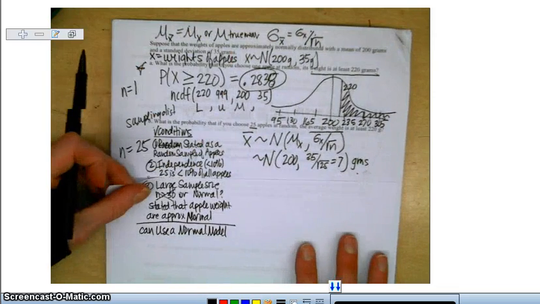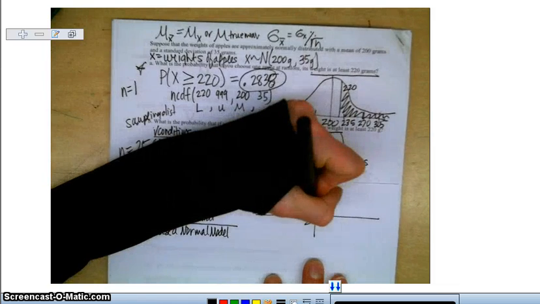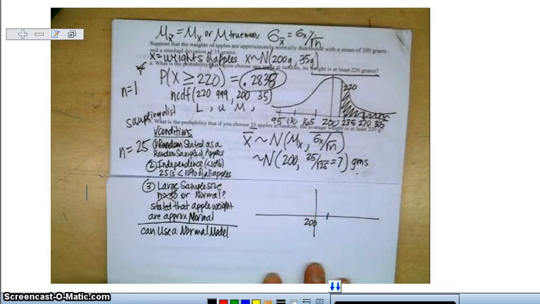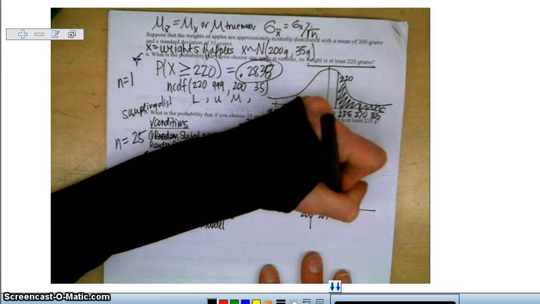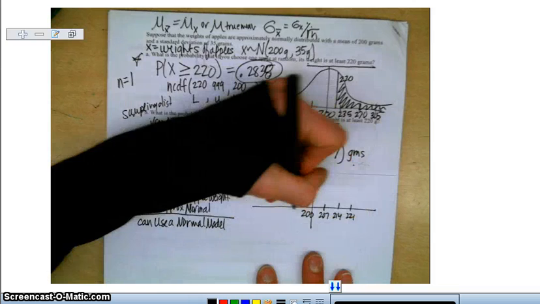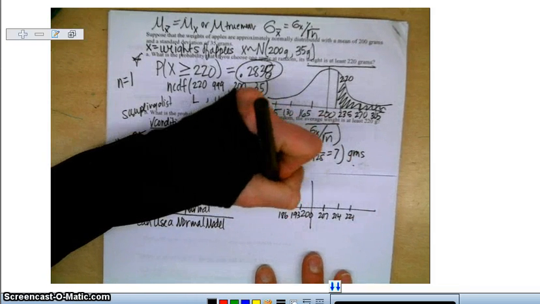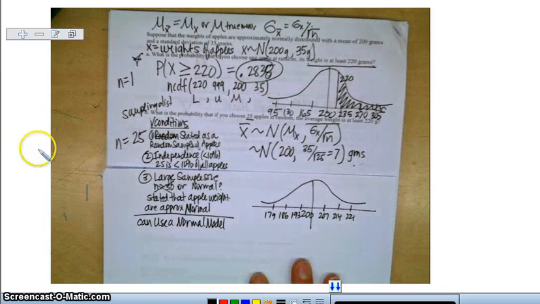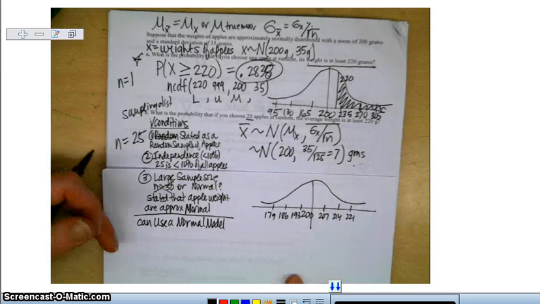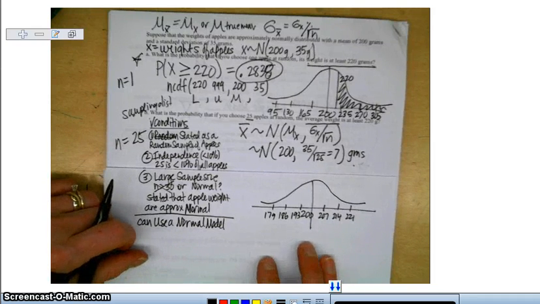So now my new normal picture for this is 200, and now what's the first standard deviation mark? 207, and 214 and 221 and 193 and 186 and 179. I'm drawing purposely bad normal models for those people that just think they can't draw a normal model and stress out about it. It's no big deal, okay?